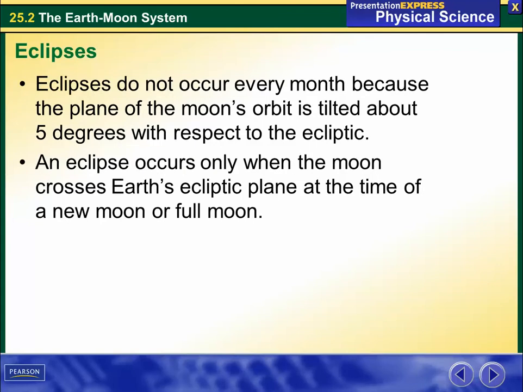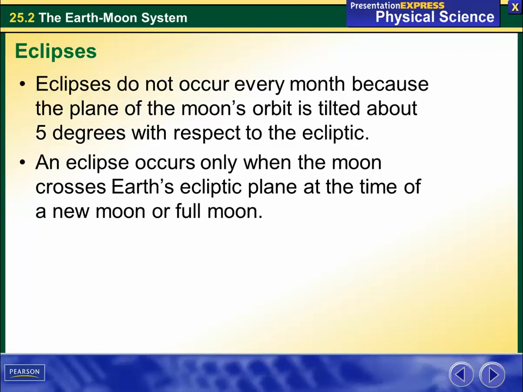Eclipses do not occur every month because the plane of the moon's orbit is tilted about 5 degrees with respect to the ecliptic. That means if everything was in a perfect line, you would think that with each phase of the moon we should get an eclipse every month. But that little bit of tilt results in eclipses being a little more rare. It will only occur when the moon crosses Earth's ecliptic plane, its orbit, and falls along the sun at the time of the new moon or a full moon.